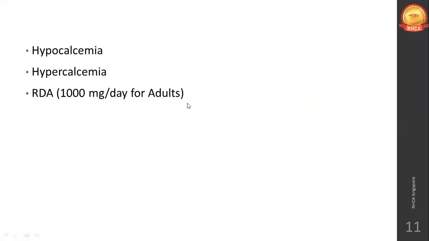Is it clear? RDA for adults, about 1000 mg of calcium is required. For pregnant and lactating mothers, definitely higher, 1200 mg of calcium is required. But for all the other age groups, more or less, except for infants and children below 8 years old, if you're a teenager, it should be around 1000 mg of calcium.